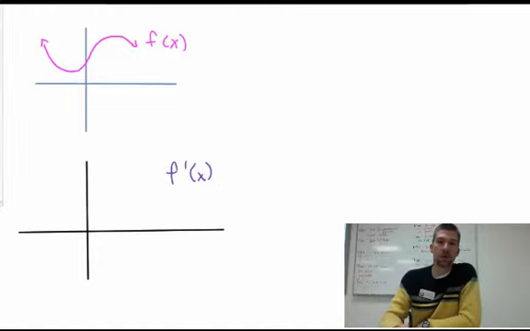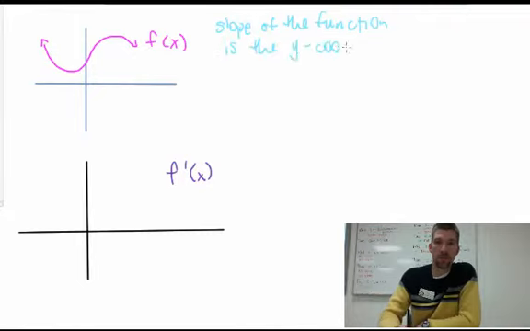Okay. So when we're looking at these guys, what is really important to us is the slope of the line of the function. Okay? The slope of the line of the function is the y-coordinate for the derivative. All right? So the slope of the function is the y-coordinate of the derivative. All right?